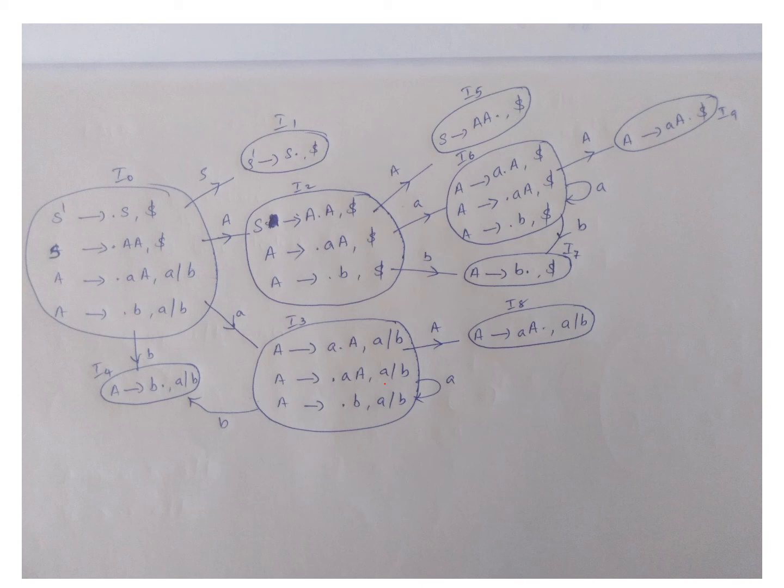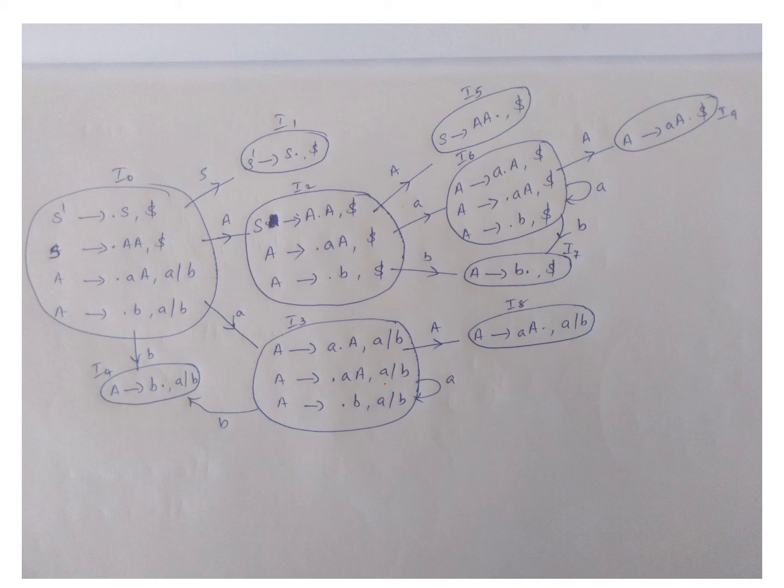Similarly, I4 and I7. When we look into I4 and I7, the LR0 items are the same, but the lookaheads are different. Here it is dollar, here it is A or B. Another pair is I8 and I9. Here it is AA dot, here it is AA dot. Only the lookaheads are different. So this is one thing we need to focus on.